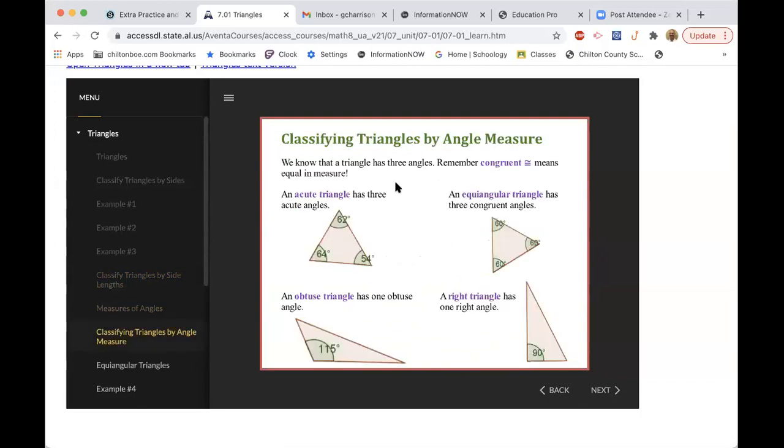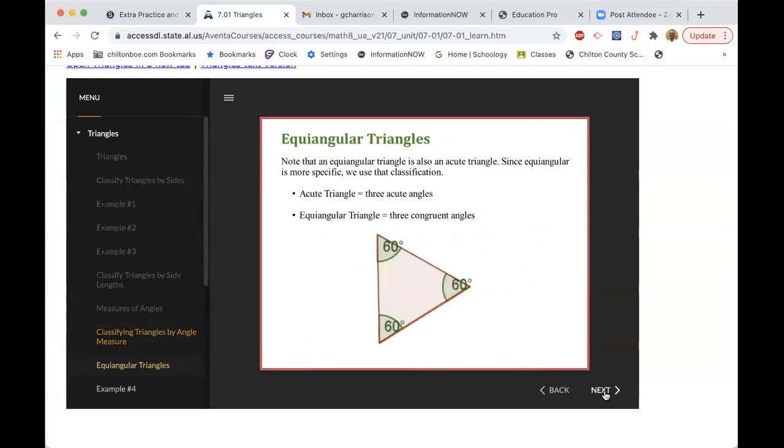We know that a triangle has 3 angles. Remember, congruent means equal. An acute triangle has 3 acute angles. An equilateral triangle has 3 equal angles and also 3 equal, congruent sides. An obtuse triangle has 1 obtuse angle greater than 90 degrees, and a right triangle has 1 right angle, 90 degrees.